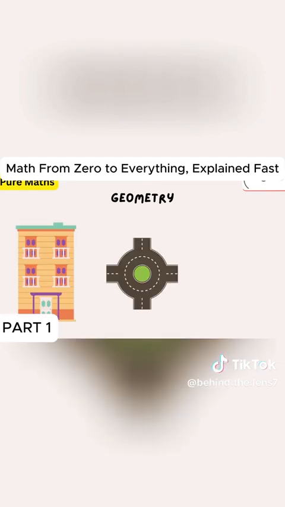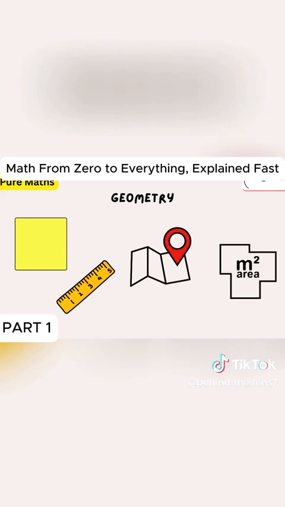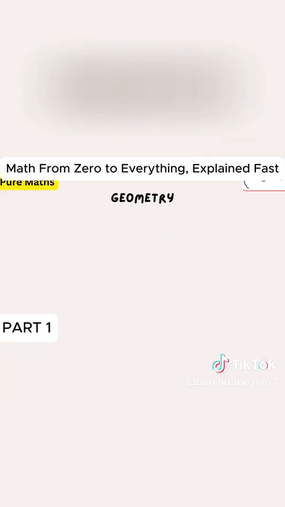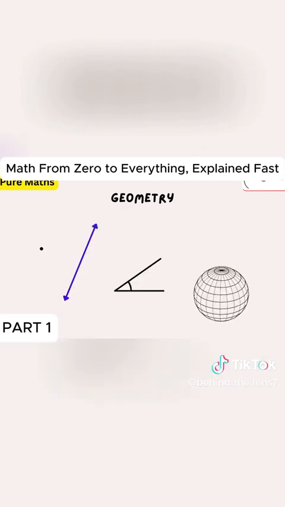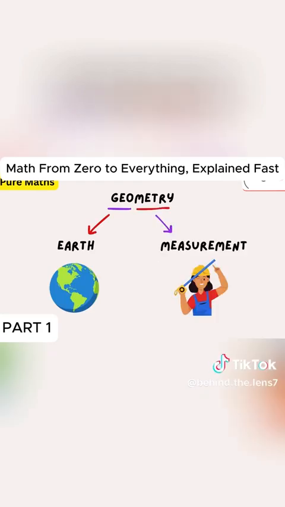Geometry. Look around you. Buildings, roads, and even nature follow geometric patterns. Geometry is a branch of mathematics that deals with the study of shapes, sizes, positions, and properties of objects in space. It explores concepts like points, lines, angles, surfaces, and solids, and how they relate to each other. The word geometry comes from the Greek words geo, which means earth, and metron, which means measurement, originally tied to measuring land, and understanding the physical world.